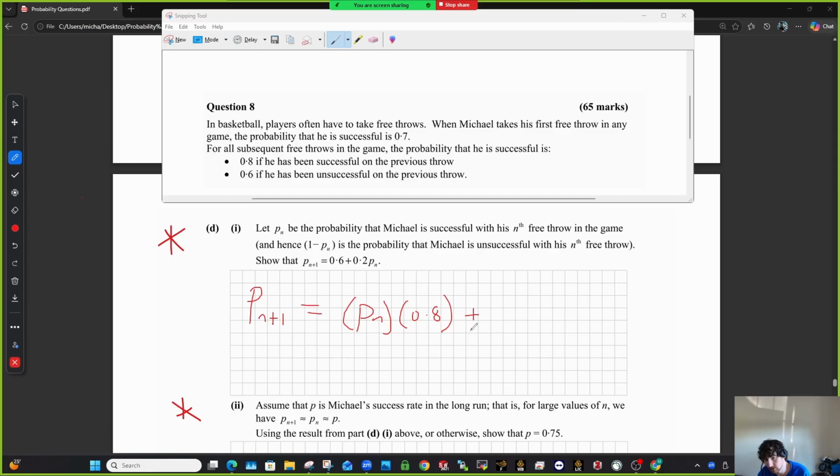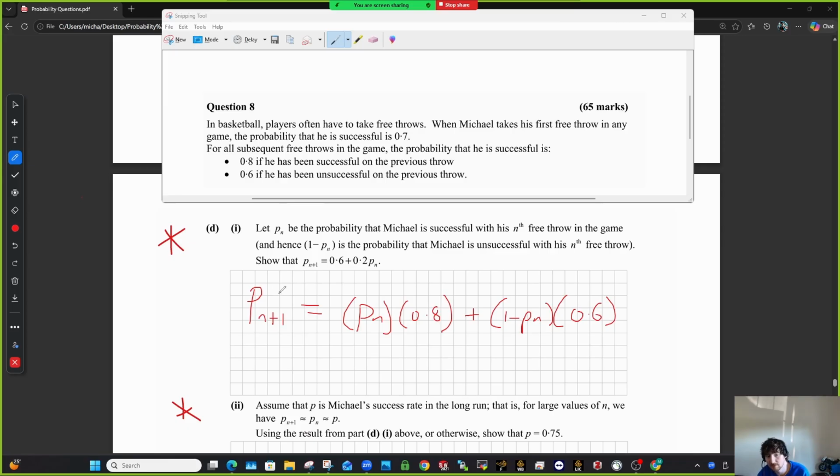Or, there's another way of doing this. Let's say he missed on his previous shot. He missed on the nth shot, and we said the probability of missing on that shot is 1 minus Pn. Now, if you have missed, Michael's chance of scoring now on this n plus 1 shot is 0.6 because he missed his last shot. Okay, hopefully that makes sense.